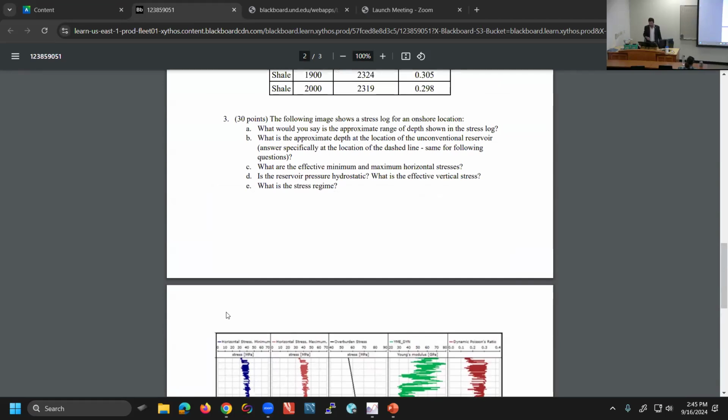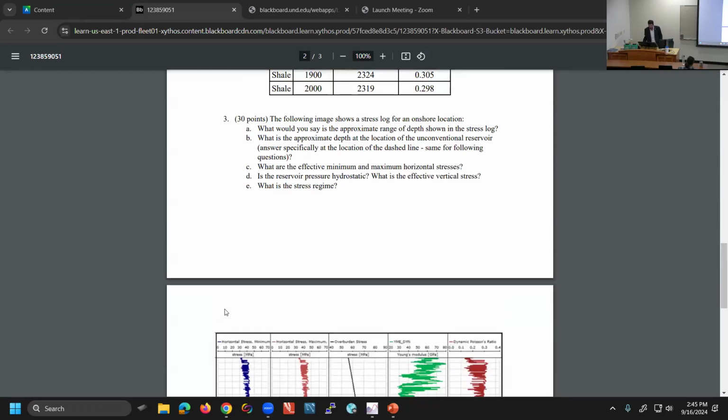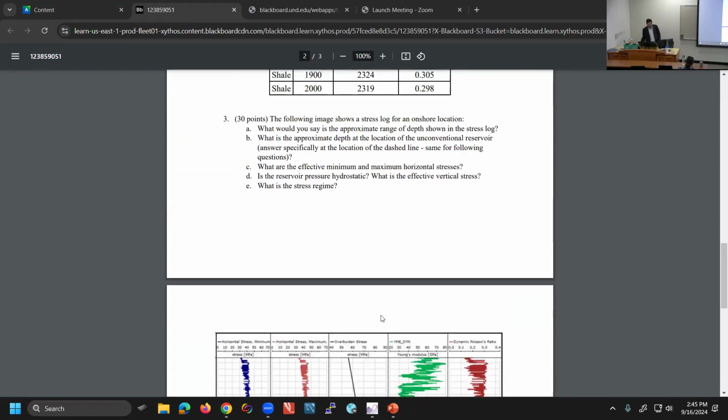What are the effective minimum and maximum horizontal stresses at that point? Keyword here is effective. Do the logs show effective or no? So you need to convert them to effective. Okay, so easy question. Convert from S to sigma. You need to give sigma.